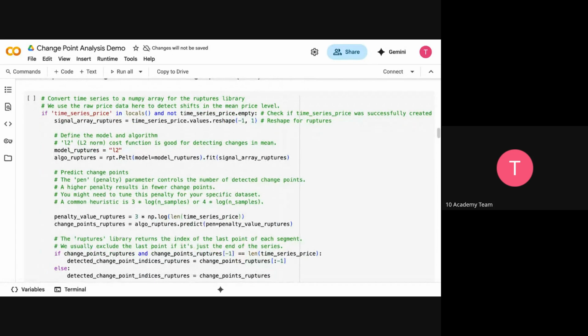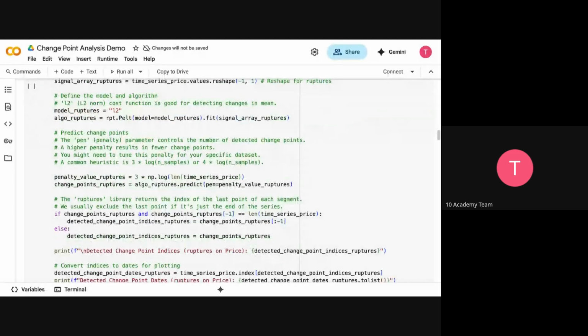So if you remember, you have multiple methods. Here I'm going to find the change in the mean, but if you use RBF or RPT, I think you can see the change in the variance and the distribution shape as well. But here I just wanted to see the change in the mean. So I just used L2. So here I just initialized my ruptures.